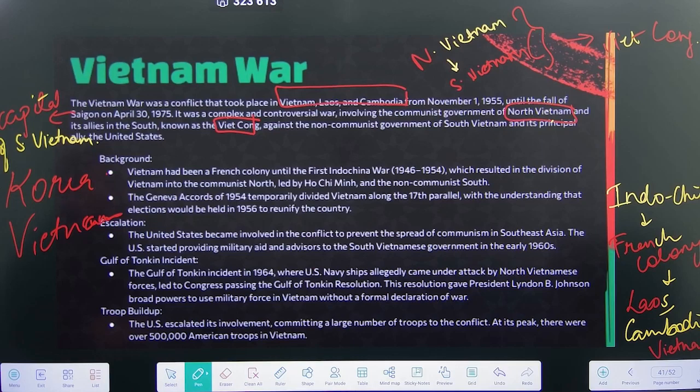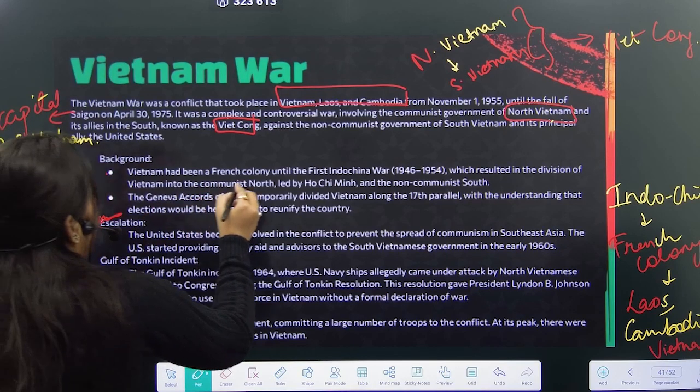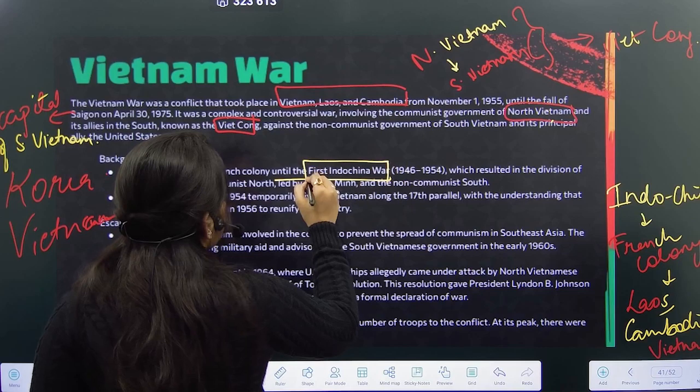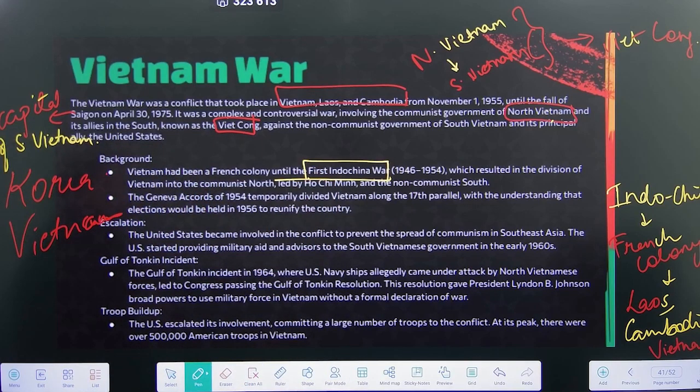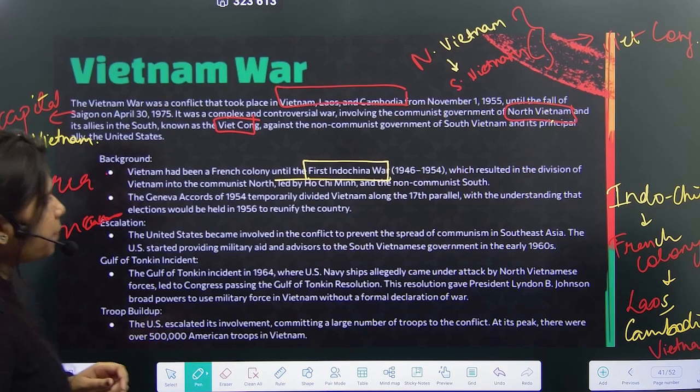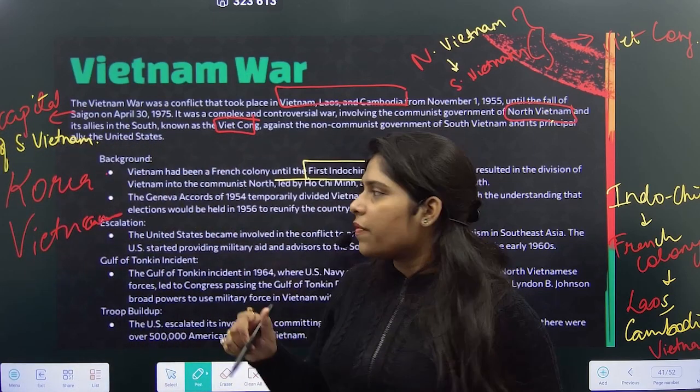See, Vietnam had been a French colony until the First Indochina War, 1946 to 1954. This war resulted in the division of Vietnam into the communist North, led by Ho Chi Minh, and the non-communist South. Now this name becomes very important.